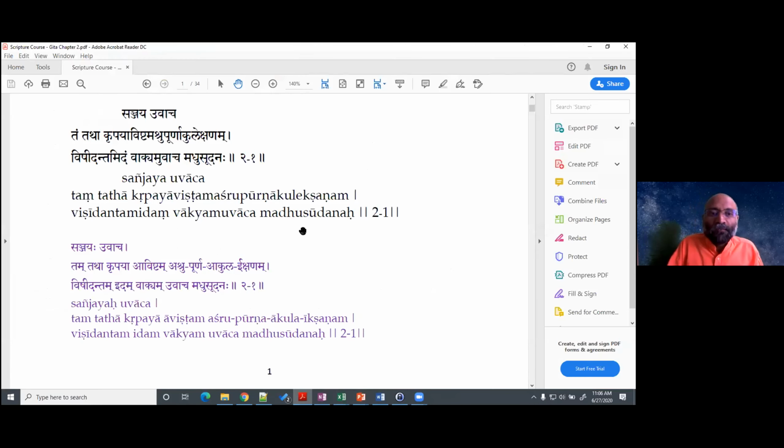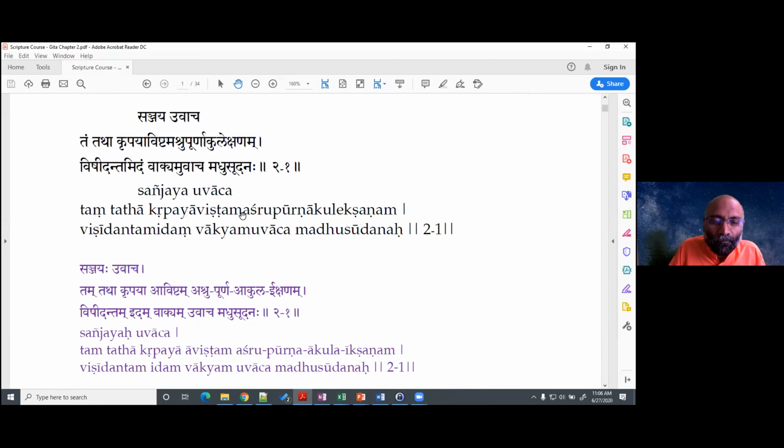So this is the verse, the first verse of the second chapter. And this document is already in the repository for you to download. So this has the verse, this has the sandhi split. So you see, for example, here, Kurpaya Vishtam.